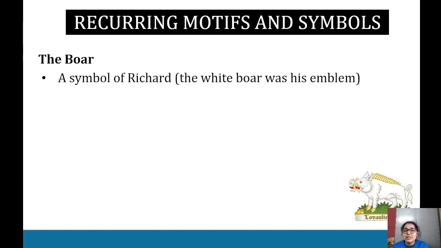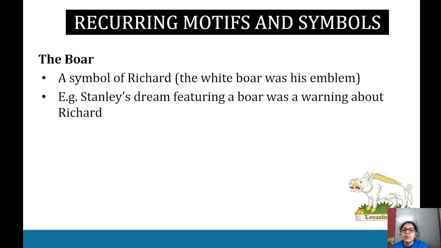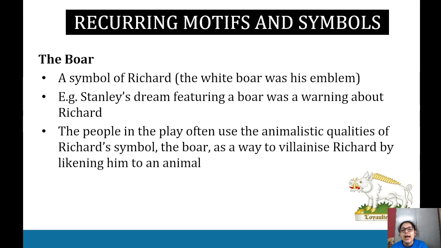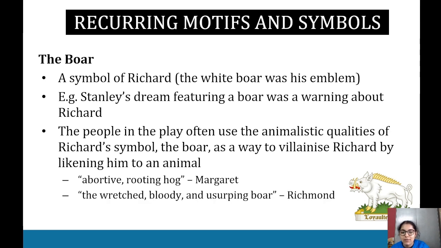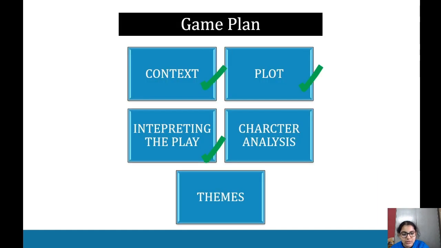Now, symbols. Let's look at the boar. A symbol of Richard, the white boar was his emblem. For example, Stanley's dream featuring a boar was a warning about Richard. And the people in the play often use those animalistic qualities of Richard's symbol, the boar, as a way to villainize him, likening him to animals. There's that animalistic imagery. "Abortive rooting hog," Margaret calls him. "The wretched, bloody, usurping boar," Richmond calls him.